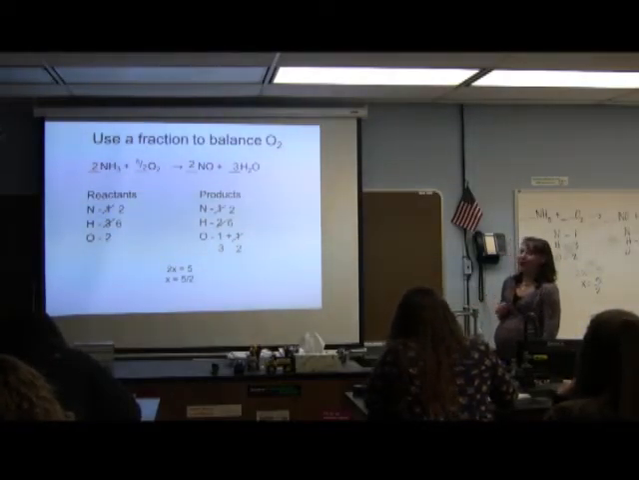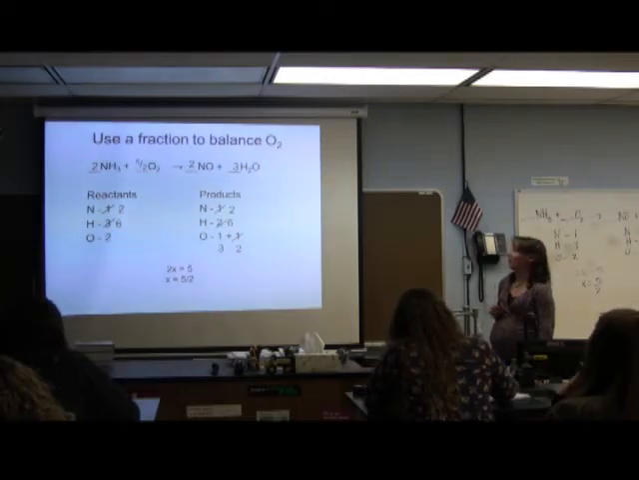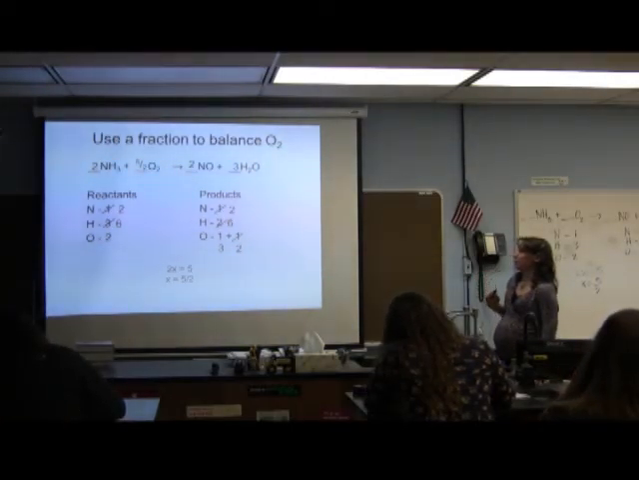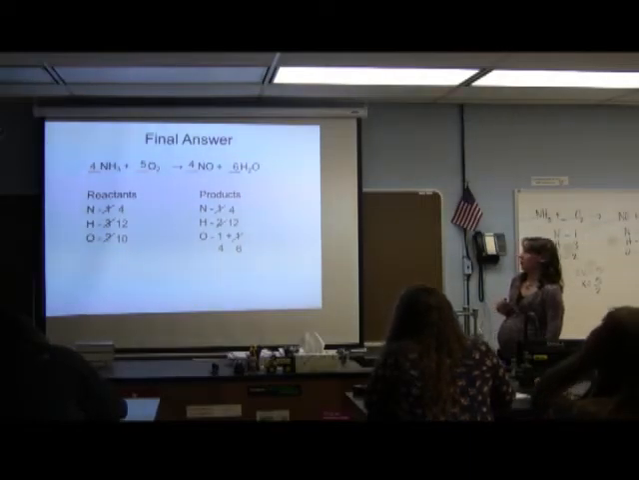But you're never going to have 5 halves of a molecule, so how do I get rid of that 5 halves? Multiply the whole thing by 2. So it becomes 4, 5, 4, 6.